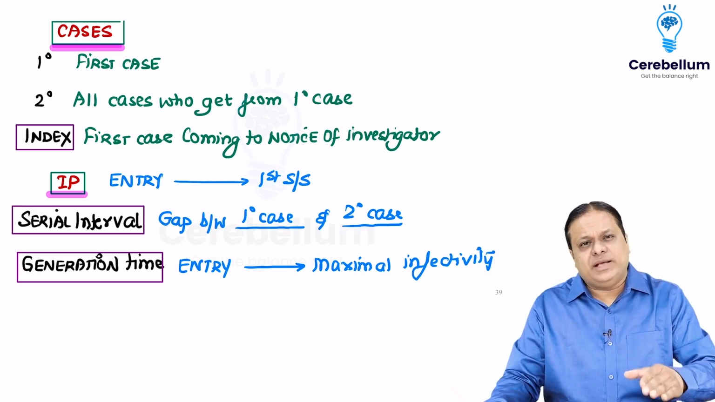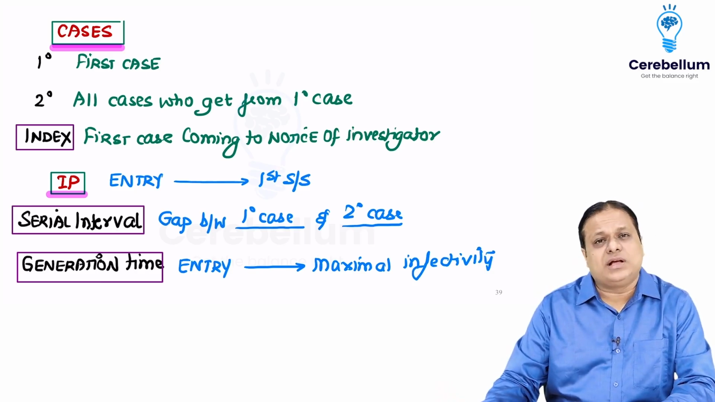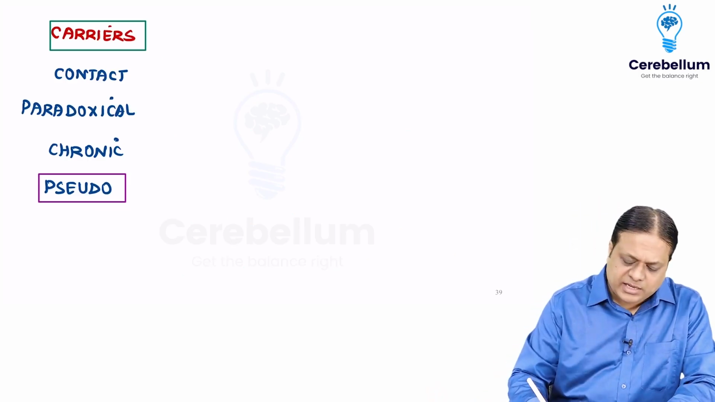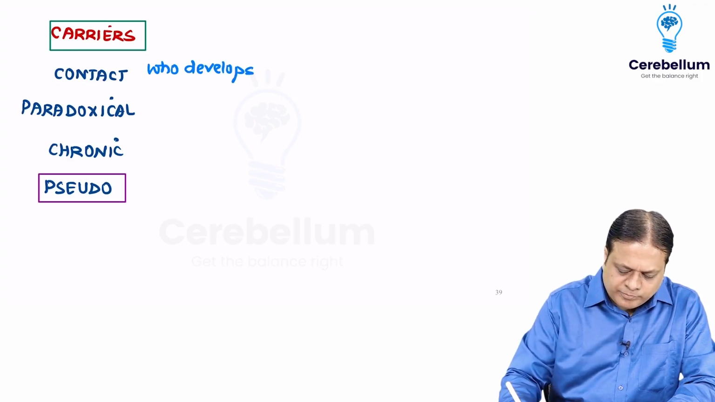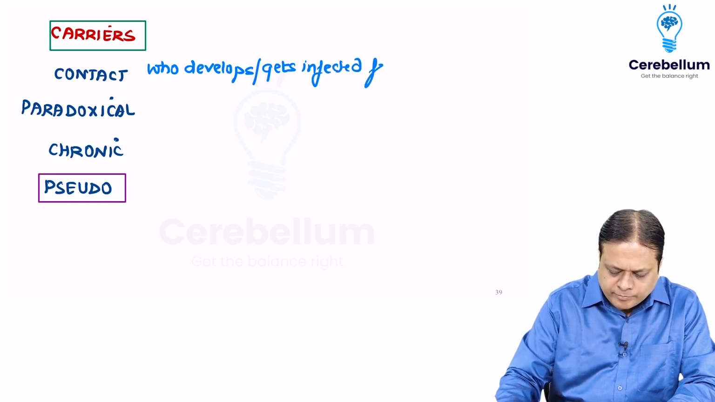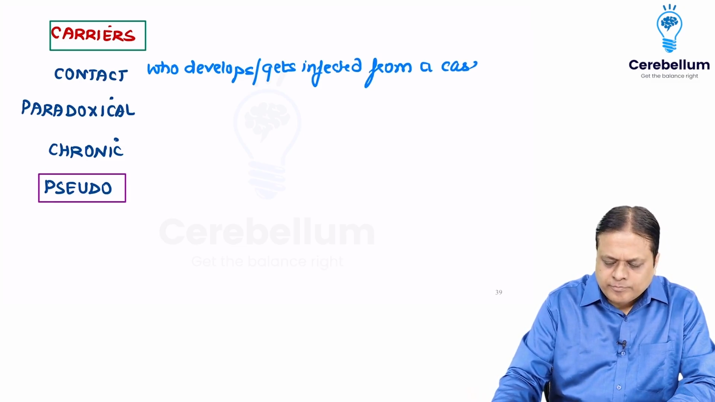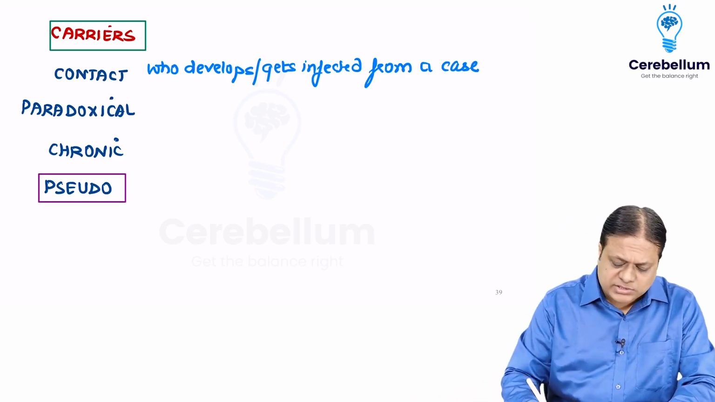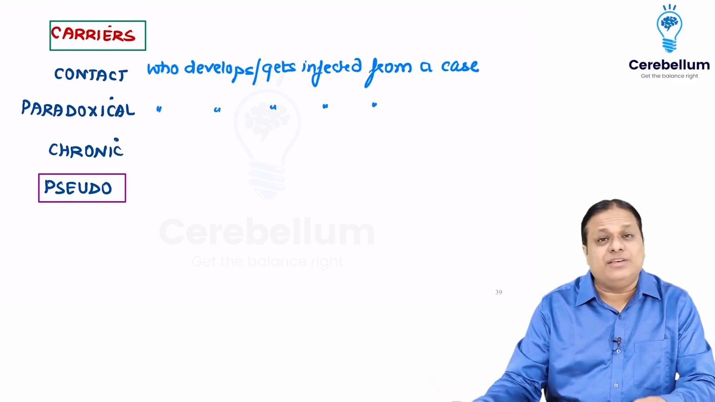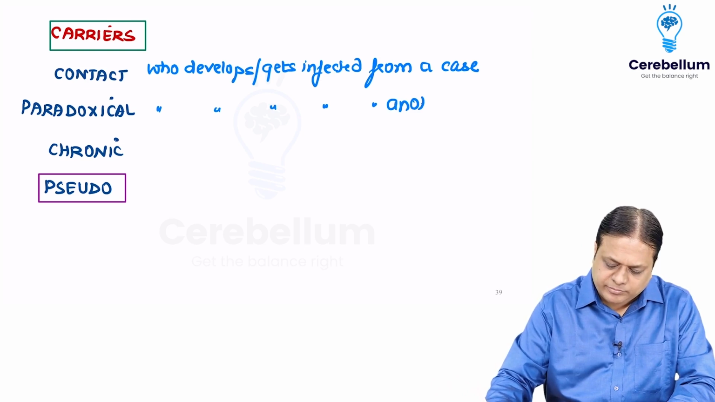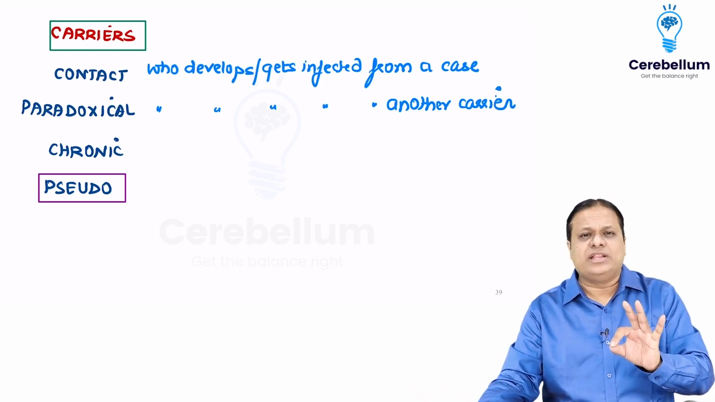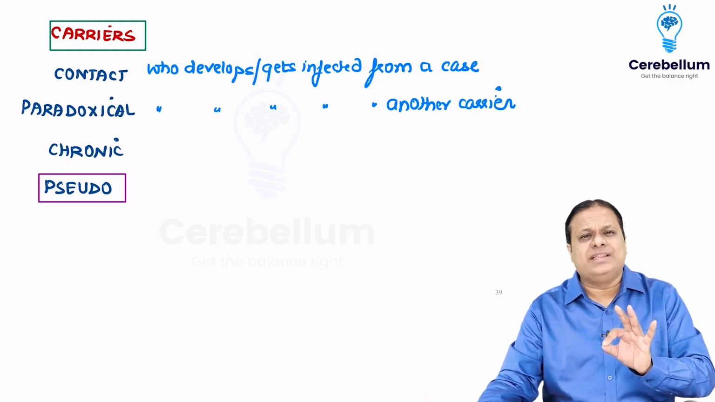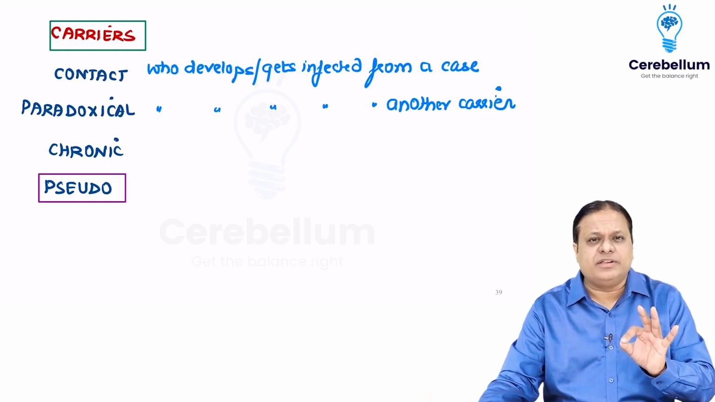Now, what are the different types of carriers we see in epidemiology and communicable diseases? Contact carrier, a carrier who develops from a case or who gets infection from a case. Paradoxical carrier, what is a paradox? It is a person who becomes infected from another carrier. Incubatory carriers shed organism even in incubation period. Convalescent carriers shed organism even in convalescence or recovery phase.